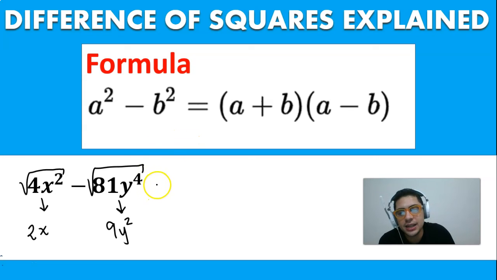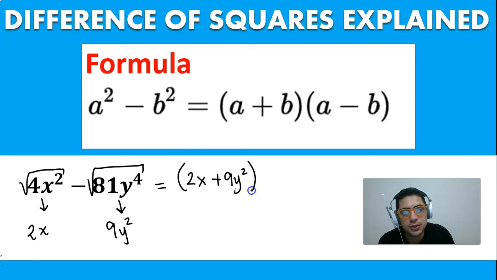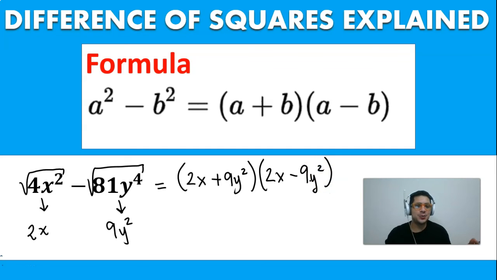Now, that means that we can express this difference as 2x plus 9y to the power of 2 multiplied by 2x minus 9y to the power of 2. And that is pretty much it, guys.